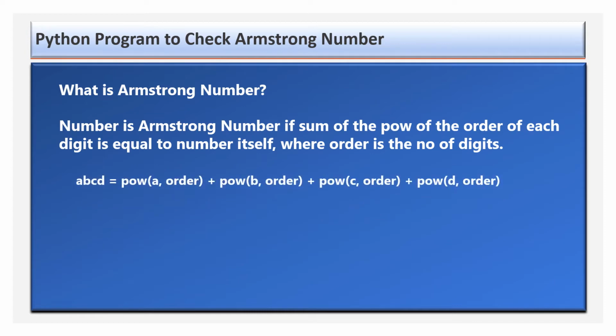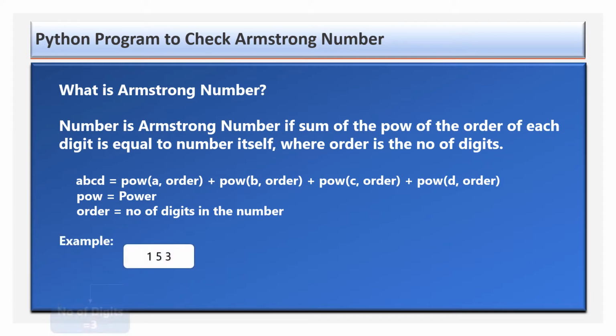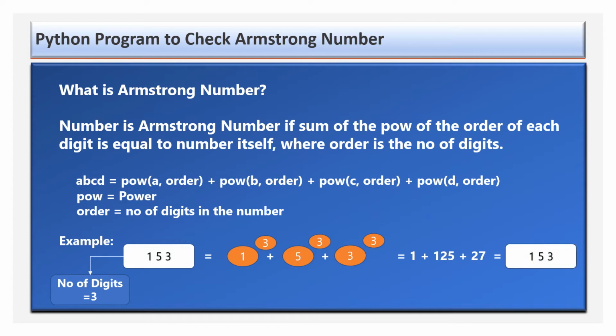If we have ABCD as a number, we will calculate the power of each and every digit with respect to the order. So order is nothing but the number of digits in the number. Let's take an example like 153. In 153, the number of digits is equal to 3, so we are calculating the cubes of each and every digit. So 1 raised to 3 plus 5 raised to 3 plus 3 raised to 3, which is equal to 1 plus 125 plus 27, which is equal to 153. So we can see that the sum of the cubes of all the digits is equal to the number itself. So this is called an Armstrong number.